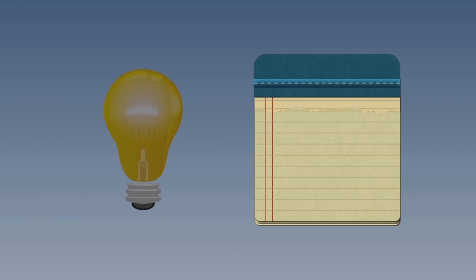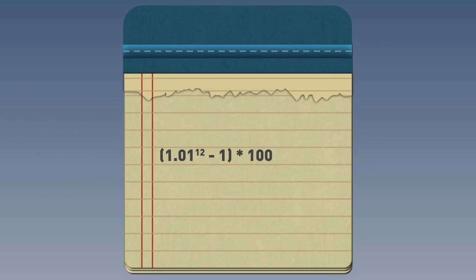Unfortunately, you cannot get the answer to this by simply multiplying 1% by 12, because that is not how percentages work. For now, assume that if inflation is 1% per month, annual inflation can be calculated with this formula.